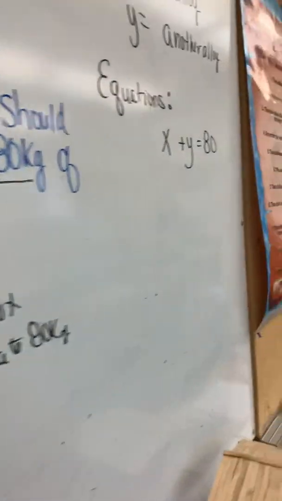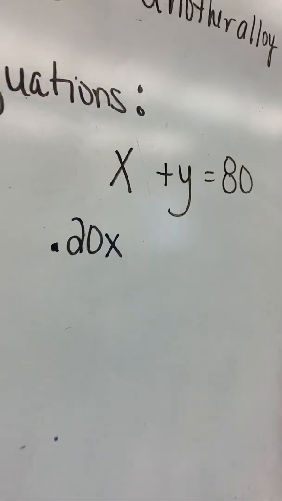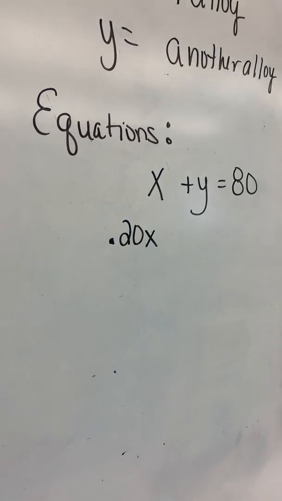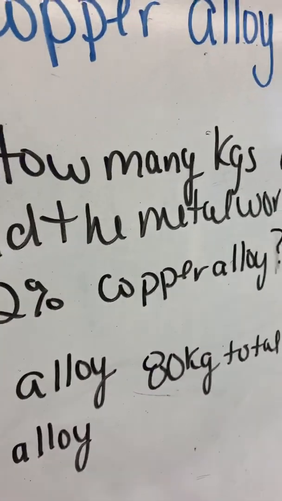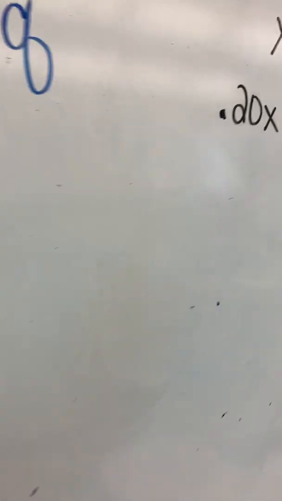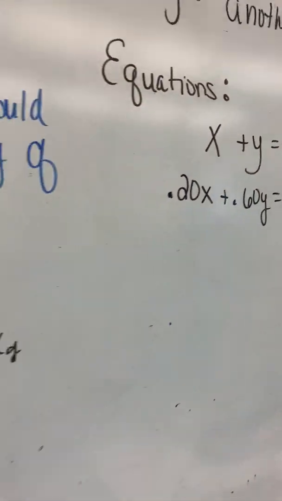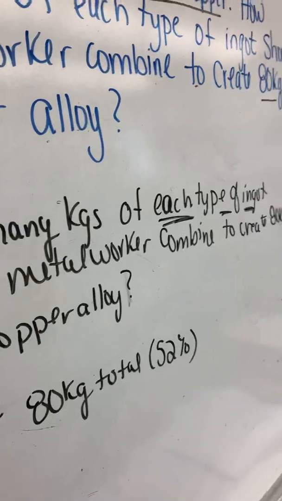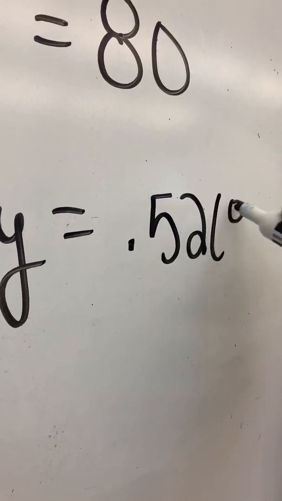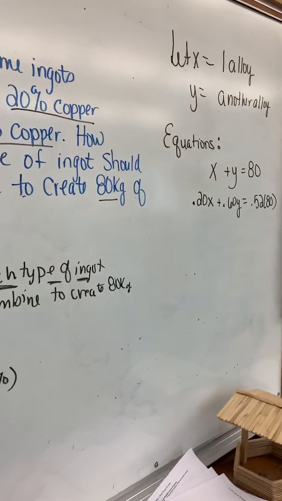20% of one alloy. So let's just write this as 0.20x. I move that decimal over. Okay, convert that percentage to a decimal. What's the percentage of the other alloy? 52. Oh, whoops. Yeah, you're right, 60. So, 60% of the other alloy equals what percent of the 80? So I'm going to write this as 52% of that 80 total amount. So there's our two equations.